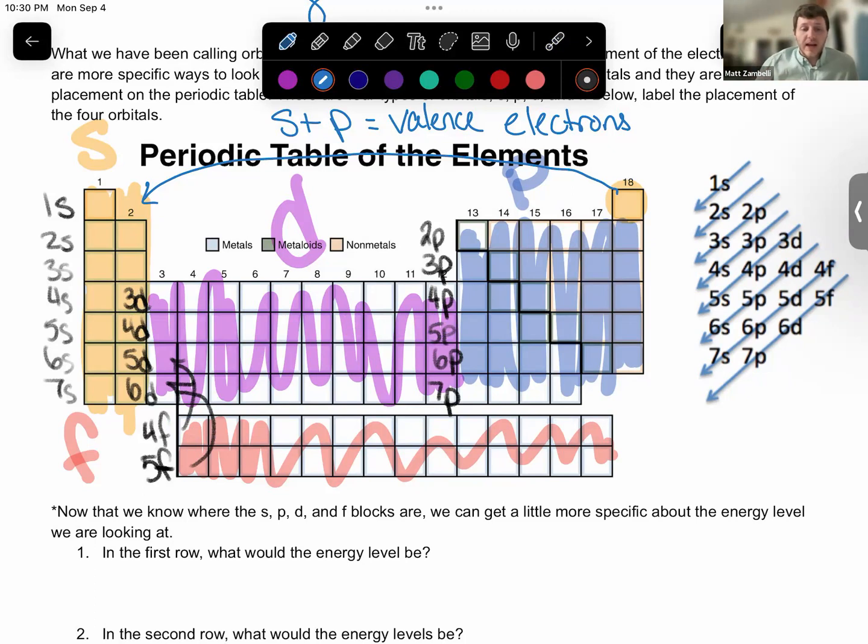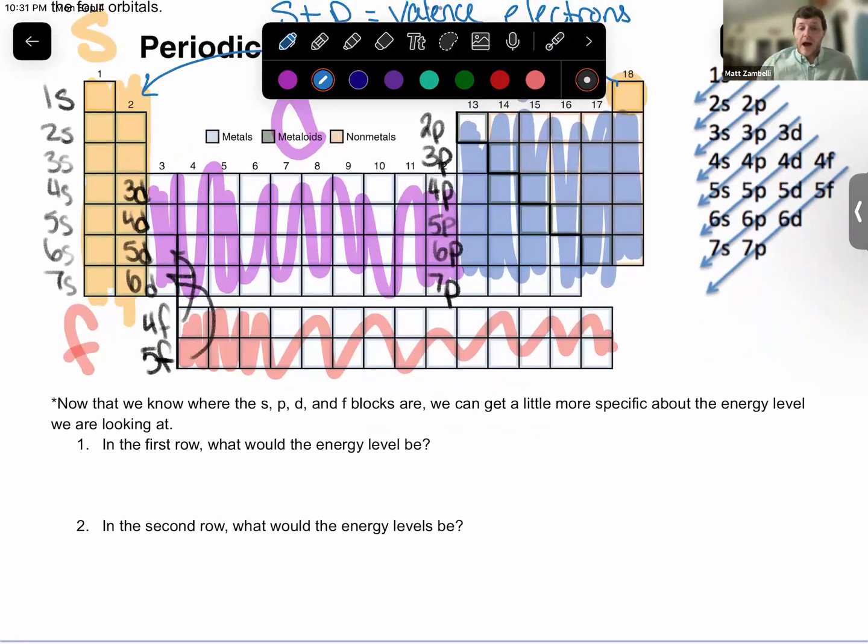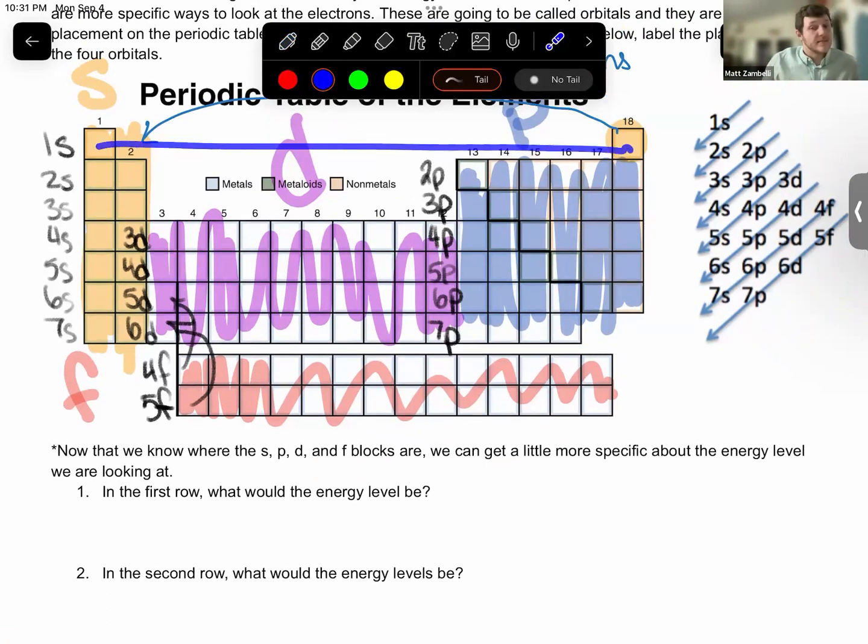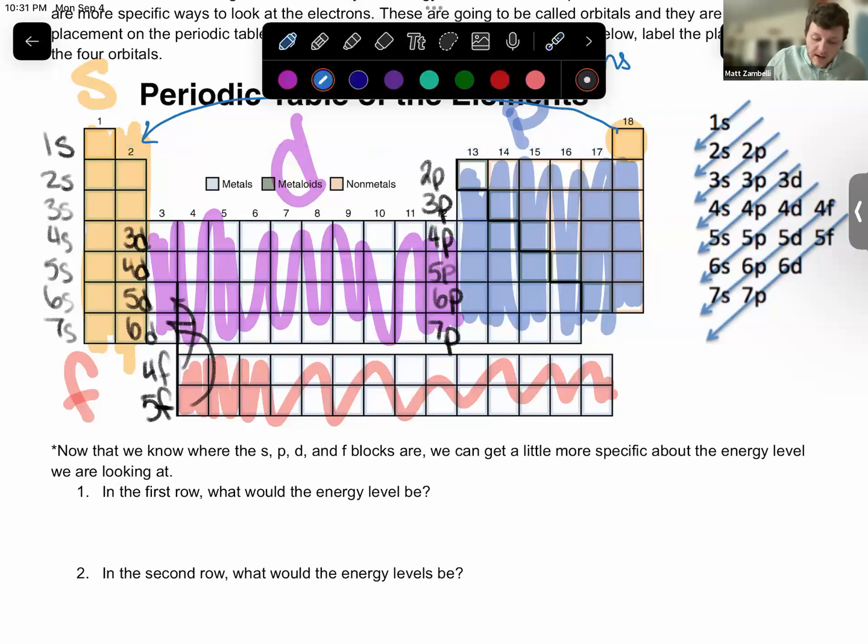Okay, so if we're looking again at our first row, what energy level will we be in? We're going to be in our 1s. That's it. Our first row gets our 1s, and that's it. Our second row is a little bit more complicated when we get to 2s and 2p. So we get to our 2s and 2p right here. Still not too much, but we do have to go through the S and the P block now because we're going through our first, second, and 13th through 18th columns.